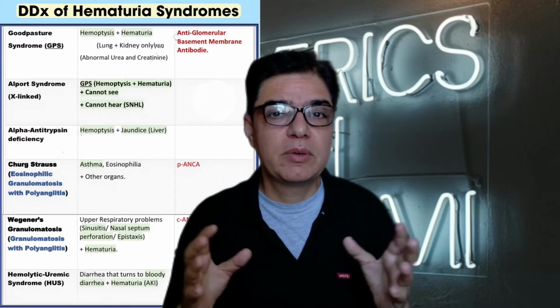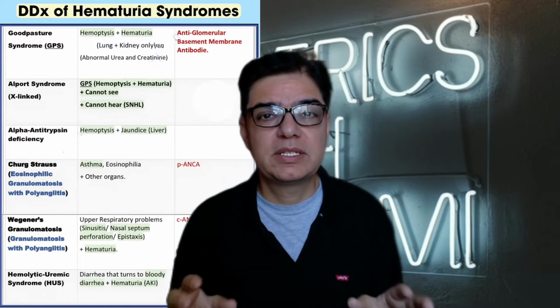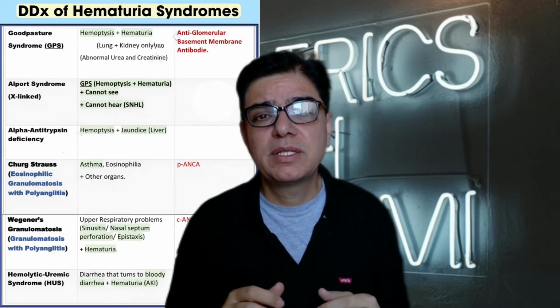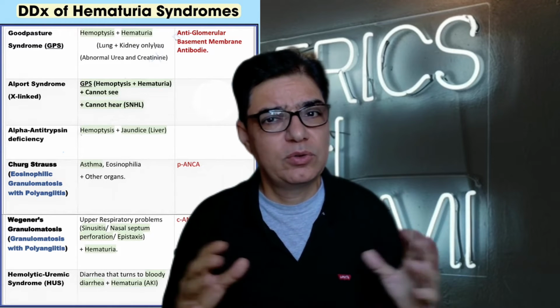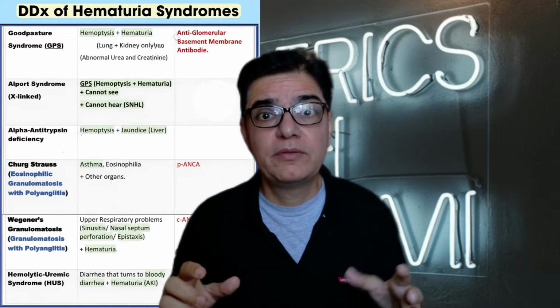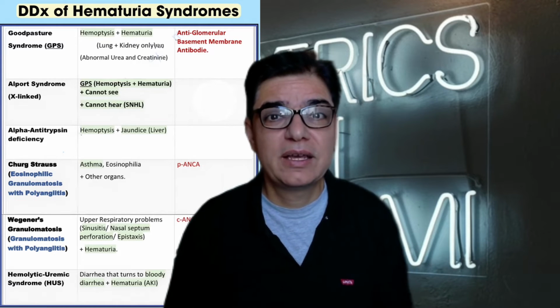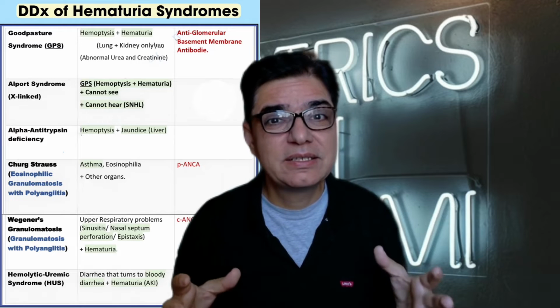Now, let's talk about alpha-1 antitrypsin deficiency. Now, that's a little different. It presents with hemoptysis and jaundice. So you have lungs and liver involved. If you see unexplained liver dysfunction with lung signs and hematuria, think about alpha-1 deficiency syndrome.